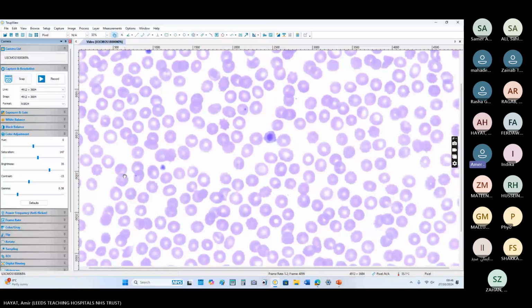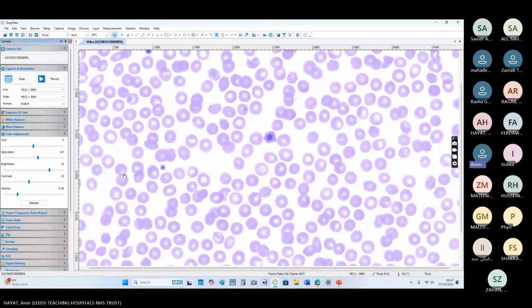Congenital causes, you can make a mnemonic. I have made a mnemonic BMGX. B stands for Bernard-Soulier syndrome. M stands for MYH9 syndrome. G stands for gray platelet syndrome. And X stands for X-linked thrombocytopenia with dyserythropoiesis. So these are a few causes of macrothrombocytopenia.